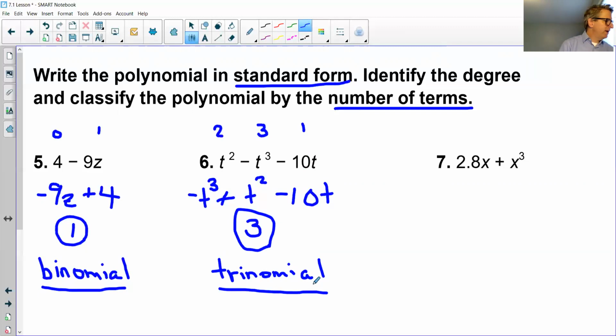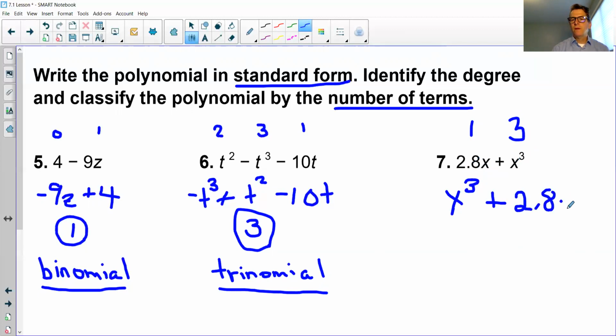And the last one today, we're going to talk about this last one, 2.8x plus x to the third. But we're looking at degrees here. This is going to have a degree of 1. This has a degree of 3. So we're going to rearrange this in standard form by putting the x to the third first, and we're going to add 2.8x. And you can see the degree is the highest number, which is 3 again. And this is a binomial.